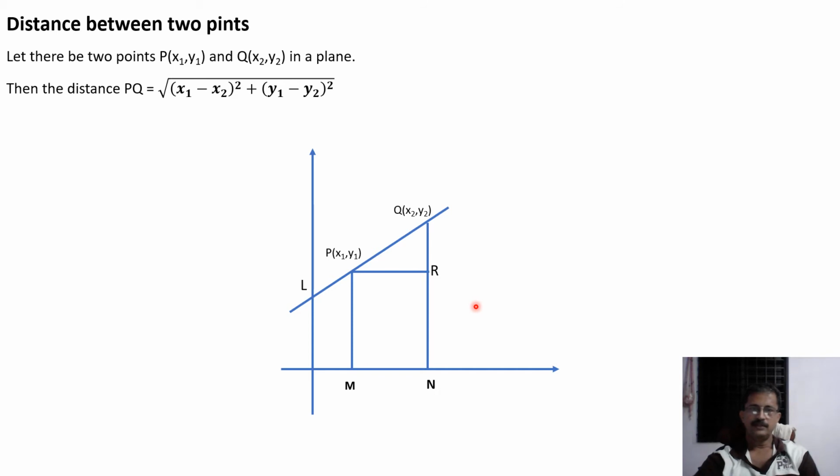Now, how to find the distance between two points? Suppose the given two points are P and Q. You take coordinates of P, say x1 and y1, and take coordinates of Q, x2, y2. Now find the distance from P to Q here. See this distance.